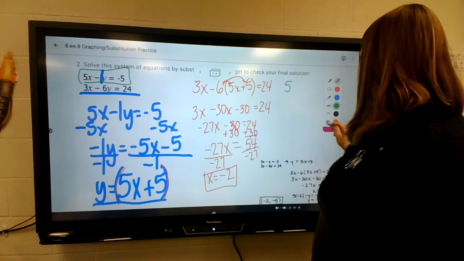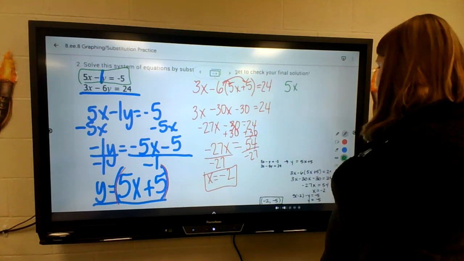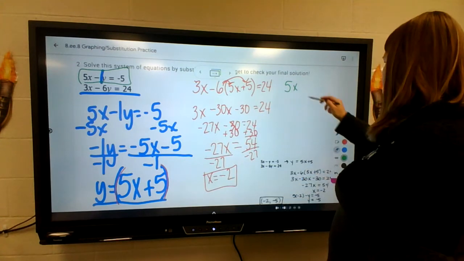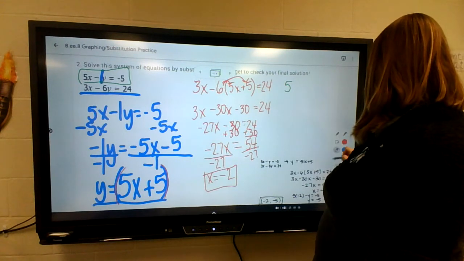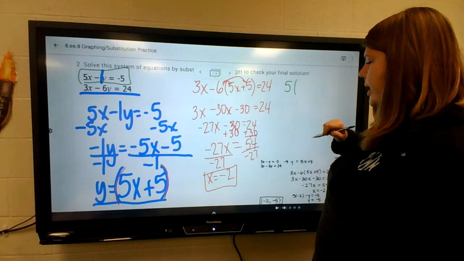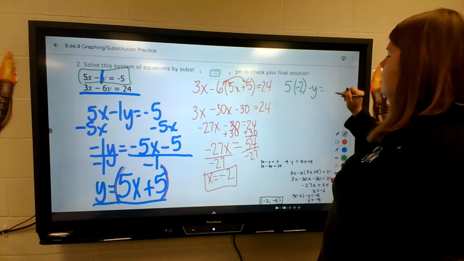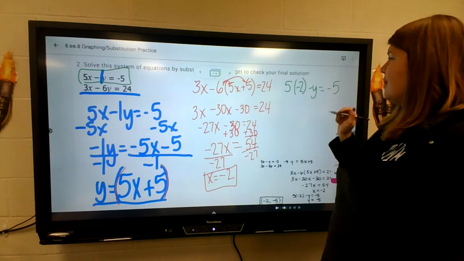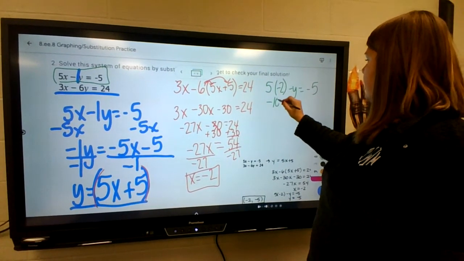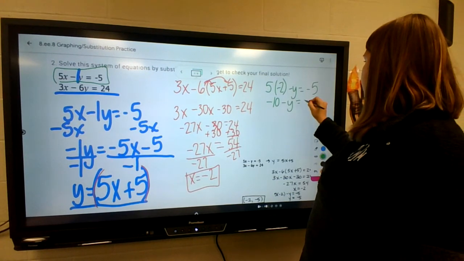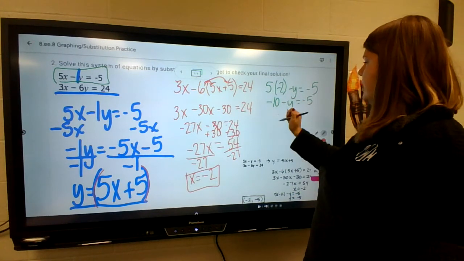So I have 5x. Oh, sorry. Instead of x, remember, I need to substitute that in. I didn't do that. So instead of writing x, I'm going to be writing 5 times x, which is negative 2, minus y equals negative 5. So I'm going to start solving, and I have a negative 10 here when I multiply, minus y equals negative 5. Next step, I need to deal with adding and subtracting, but I want to leave y there. So I have this minus 10, so I have to add 10.